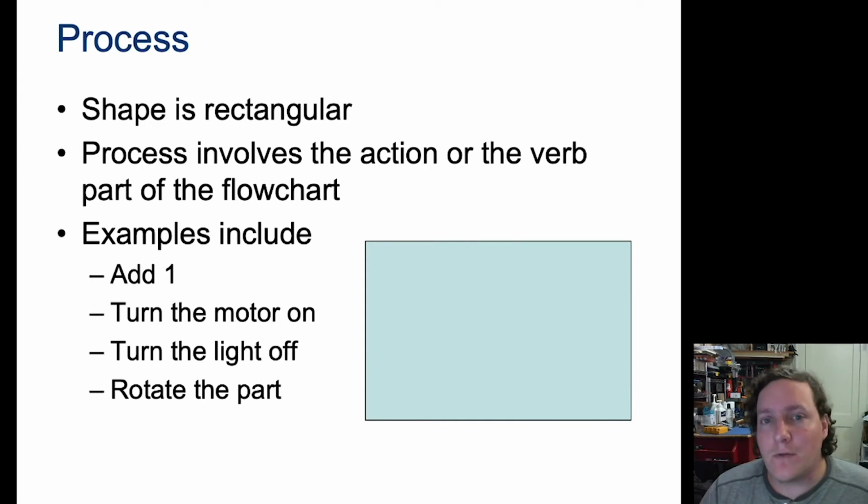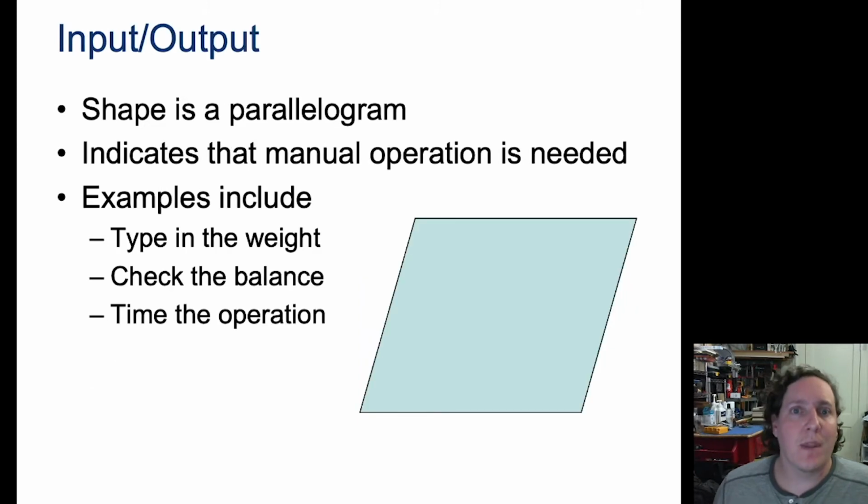Probably the most used, at least in the scope of what we're doing, are the process symbols. The idea is it's a rectangle, and it's indicating that the program is going to be doing some sort of action. It could be giving it a mathematical command like addition or subtraction. We could be indicating that we're using a function of the program, like turning on a motor or a light, or indicating that we need to start an LED lighting up. We could also use it to give some rotate commands. And generally, these are the short action statements that we're going to make.